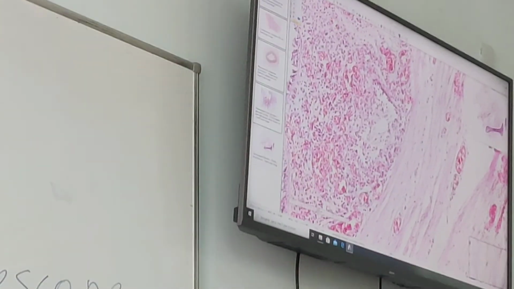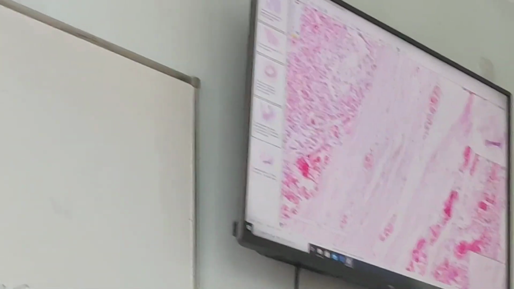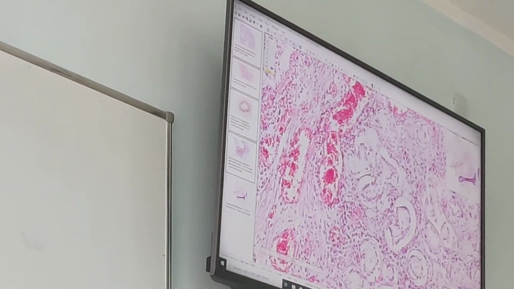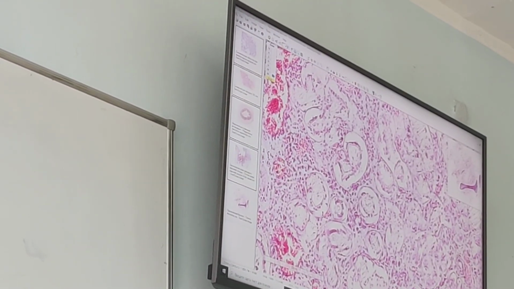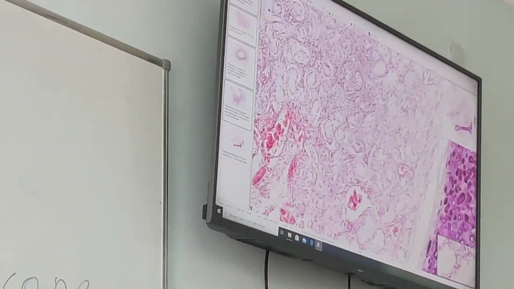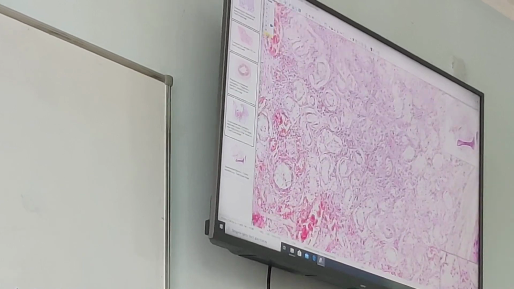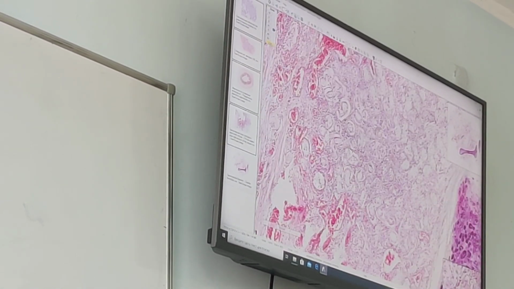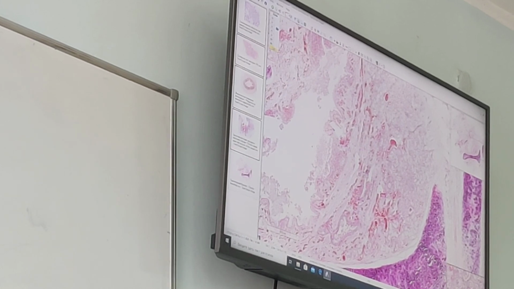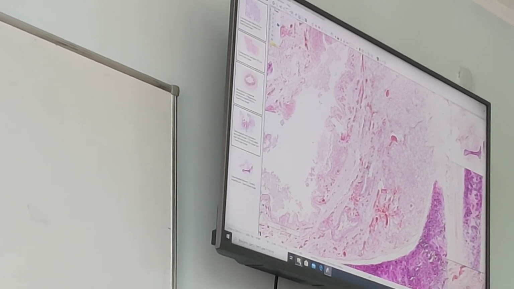After that, area of sclerosis, growth of connective tissue. And the last change that can be found, this is hyperplasia of mucous glands. Hyperplastic mucous glands in the periphery, on the border with cartilage. Hyperplasia of mucous glands. This is chronic bronchitis. That's all.